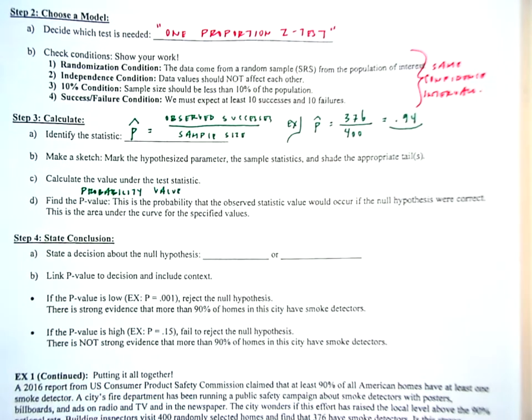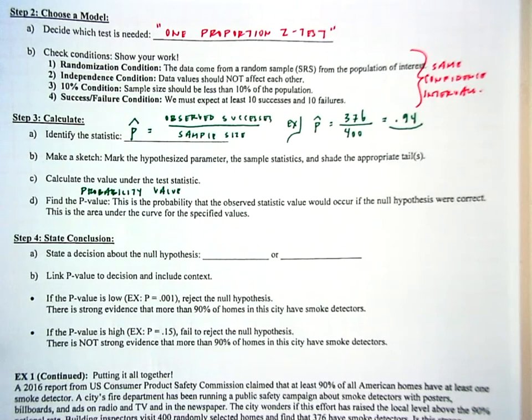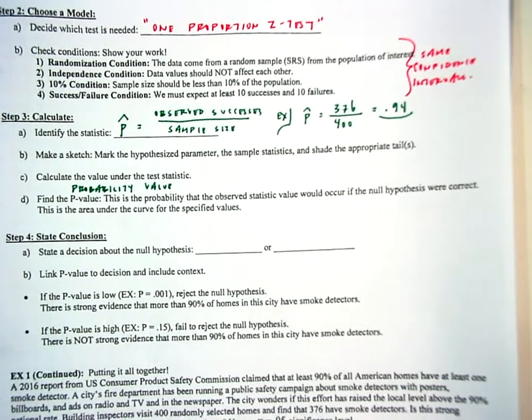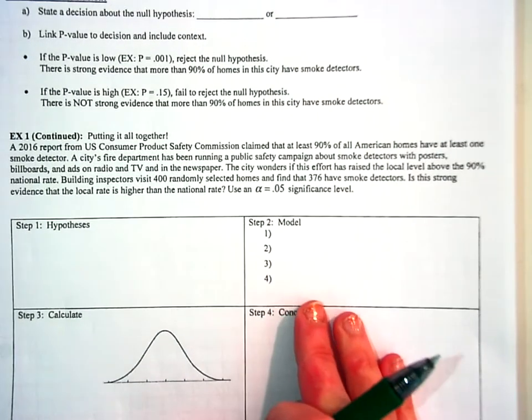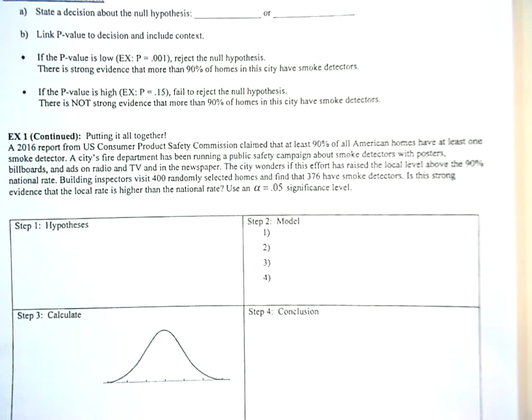The p-value is a probability. It's the probability that the observed statistic would occur if the null hypothesis were correct. This is the area under the curve for the specified values. So you're going to see me walk through that in just a moment. So let me slide it up, and I'm going to start that with you right here, just putting it all together, and then I'm going to come back to step 4 in just a moment.